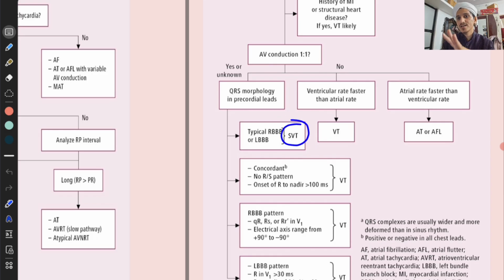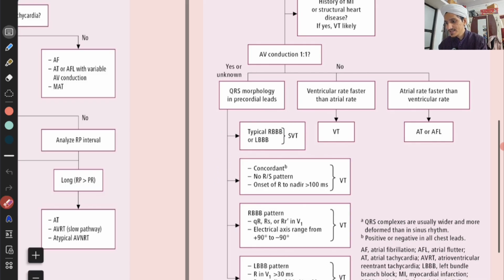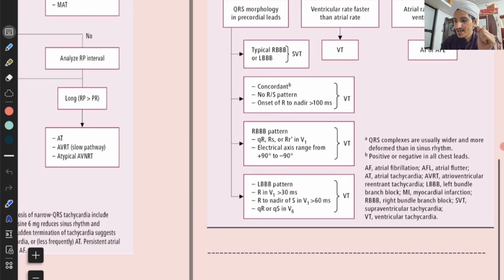If there is no AV dissociation and conduction is 1:1, you search for this typical RBBB or LBBB pattern. If not, then see this one. These are characteristic features of VT.